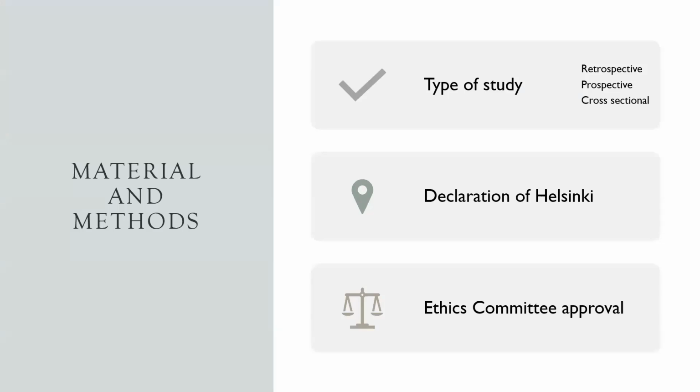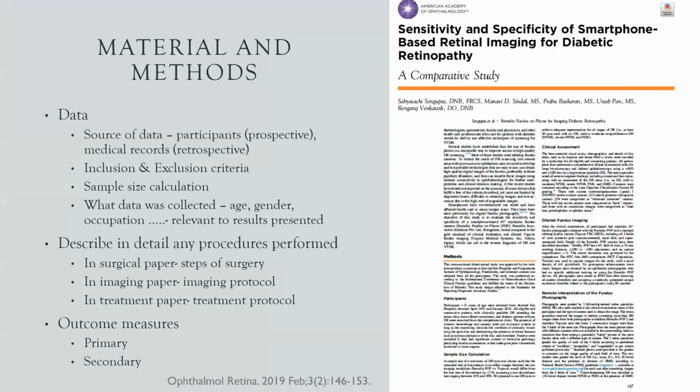Then comes your materials and methods. This is literally just telling others what you did. Some important points to mention in this are the type of study. You have to write a statement on the Declaration of Helsinki and about the Ethics Committee approval. The materials and methods should appropriately display what data you collected and what your source of data was. So if it was a prospective study, you would be talking about what participants you recruited in that study. If it's something retrospective, you would be talking about how you got that retrospective data.